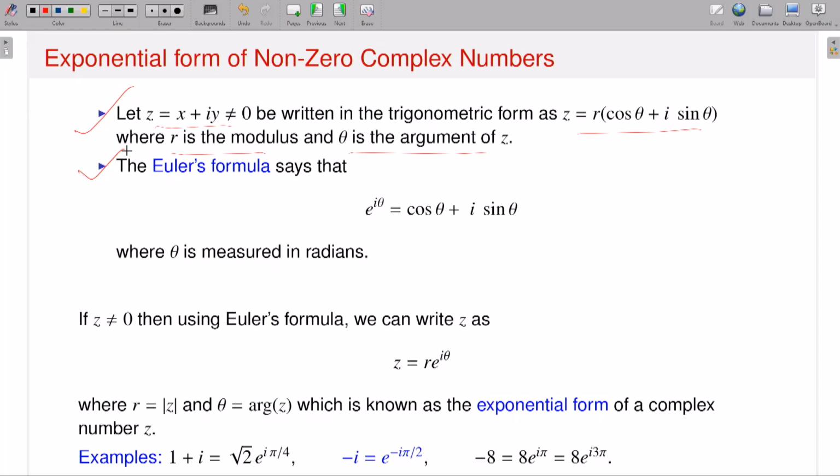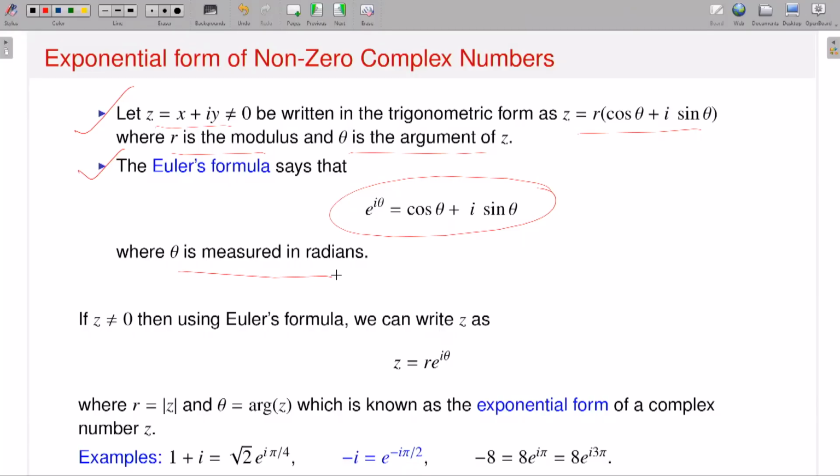I think you people are familiar with Euler's formula: e to the power i theta is cosine theta plus i sin theta. That formula is called Euler's formula. Once I have this formula, where theta is measured in radians, I can write this complex number as z equal to r e to the power i theta. So if z is non-zero, using Euler's formula I am writing z equal to r times e to the i theta. R is the modulus of the complex number, theta is the argument, where r is mod z and theta is argument of z, which is known as the exponential form of the given complex number z.